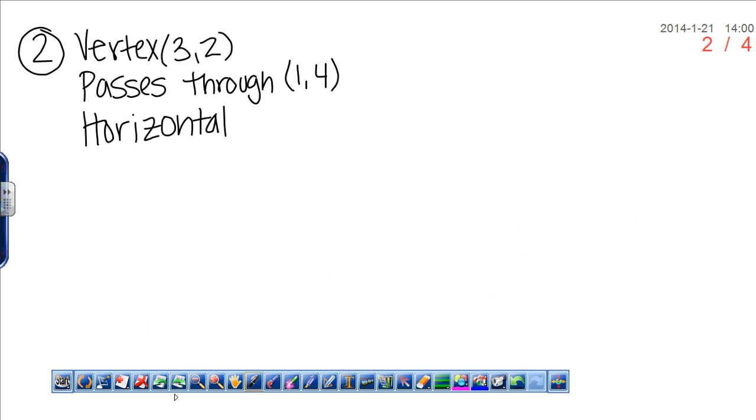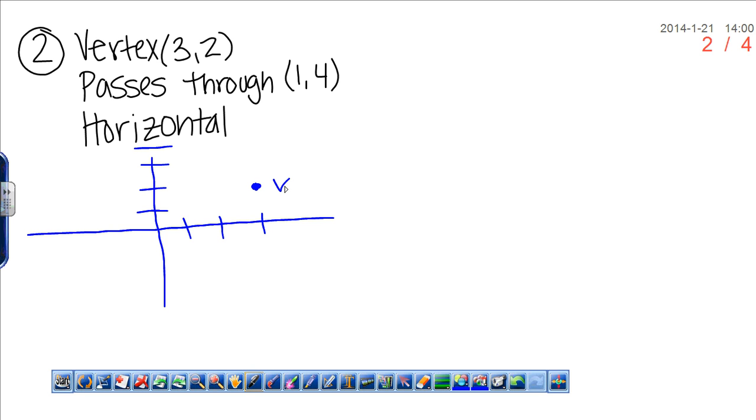This parabola has a vertex at 3, 2. It passes through the point 1, 4. And it is a horizontal parabola. All right, so I've got a vertex at 3, 2 and a point at 1, 4. Now, luckily they told me this was horizontal because just based on these 2 points, I wouldn't know if it was horizontal or vertical. Because I could create a parabola that opens up that also goes through that point, right?